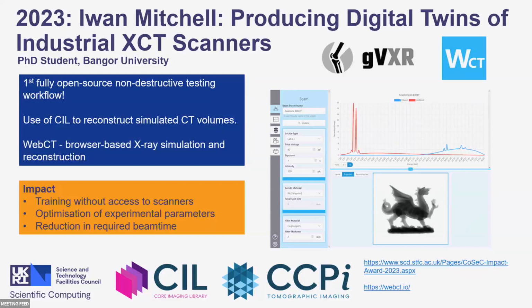It also makes use of a software called GBXR for these simulations. And the impact of this is really important because it means that people can learn how to use X-ray scanners without having to have physical access to them. So it's saving time needed on these machines. And again, another time saver is that you're able to optimize parameters for an experiment in advance of having either beam time or scanner time.